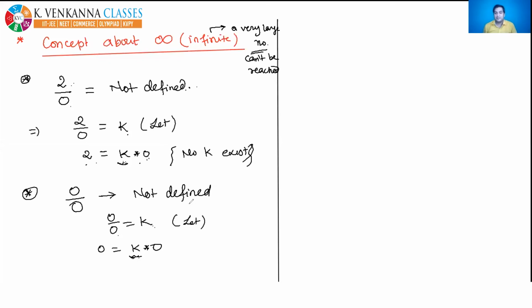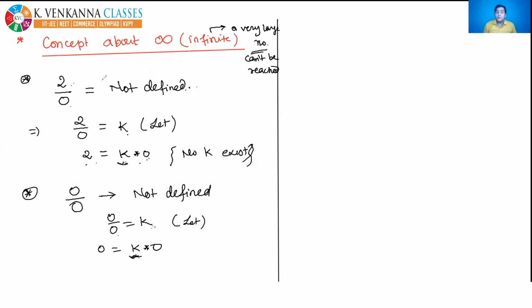Yes, k can be any number. If k can be any number, then this cannot be a fixed number. So if this cannot be a fixed number, then 0 by 0 is not a fixed number. That's why it is not defined.